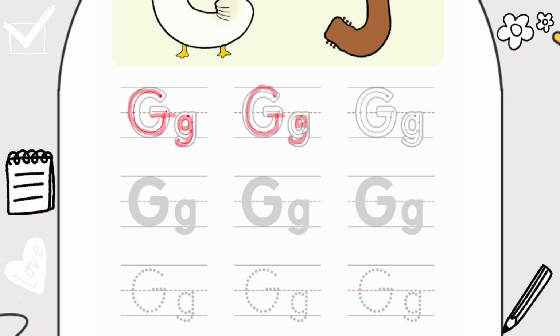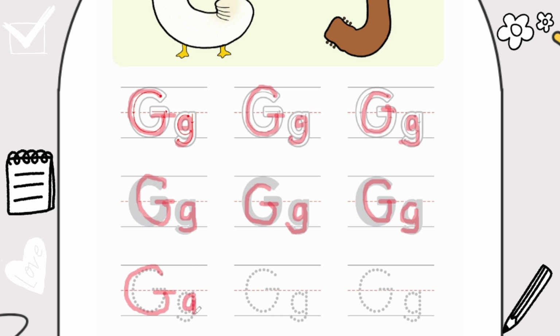G, G, G, G. Way to go! Let's go to the next line. G, G, G, G. We're almost done, everyone. Remember to say the words. Last one. G, G, G, G.